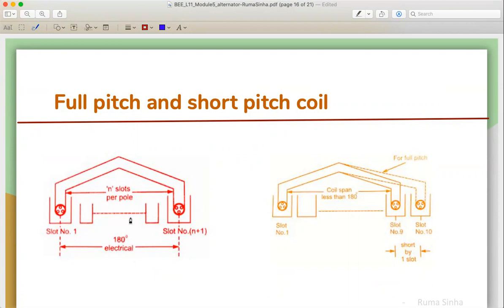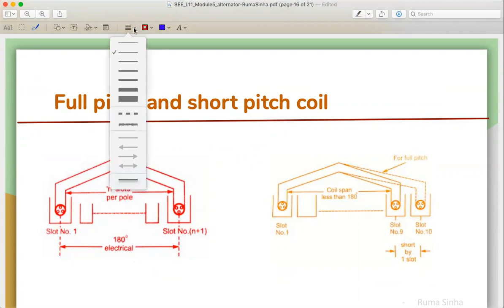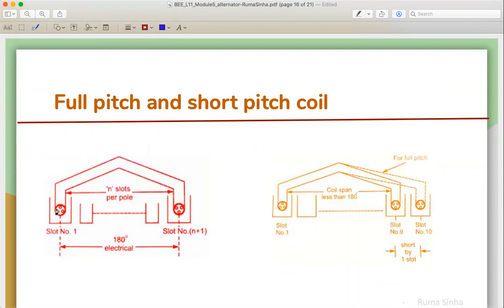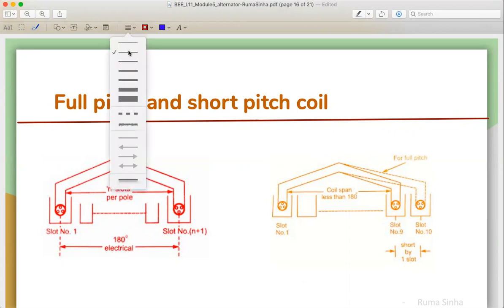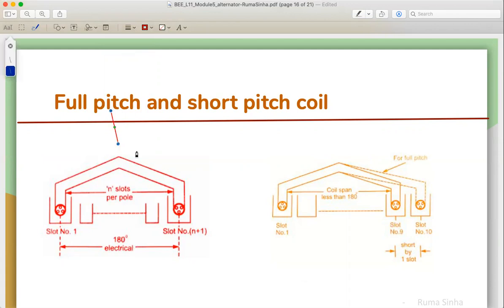So I repeat, the conductors which are placed here, if they are connected with the conductors which are placed in this slot, and the distance between these two slots is 180 electrical degree, we call that a full pitch coil. If the distance between this coil side and this coil side is less than 180 degree, then we call that a short pitch coil.